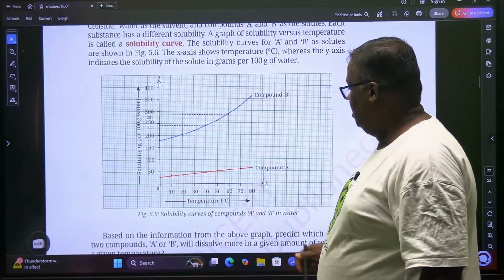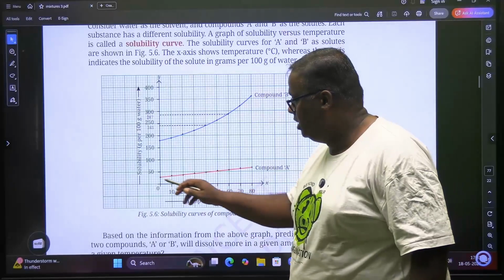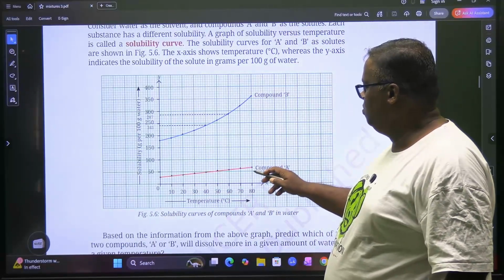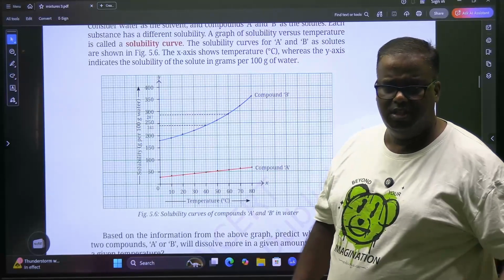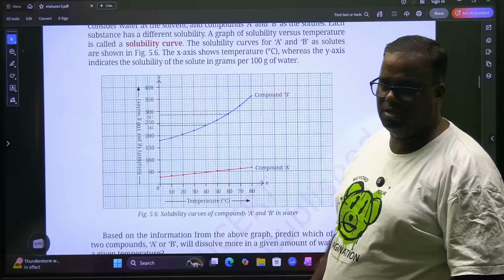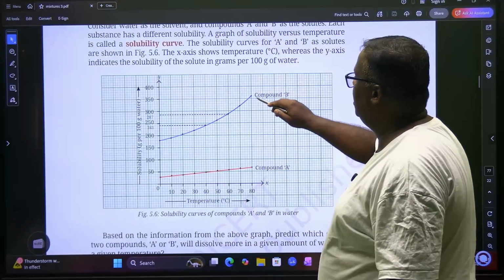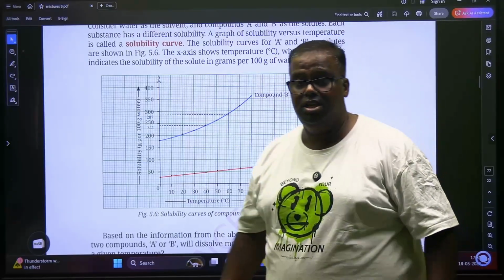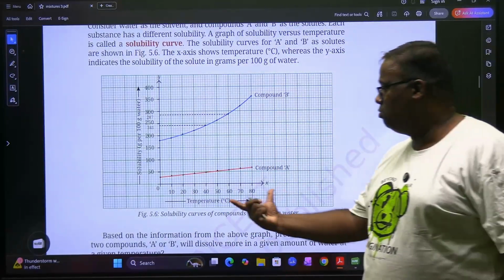And let's say from 0 to 80. From 0 to 80, you started with 30 grams. You ended up how much? You ended up at say 66 grams. 30 to 66 grams. You could only add an additional how much? Say 36 grams. But if you look at this one, you started with 180 and you ended up at 360. Means double the amount of solute you could dissolve within this much temperature change.